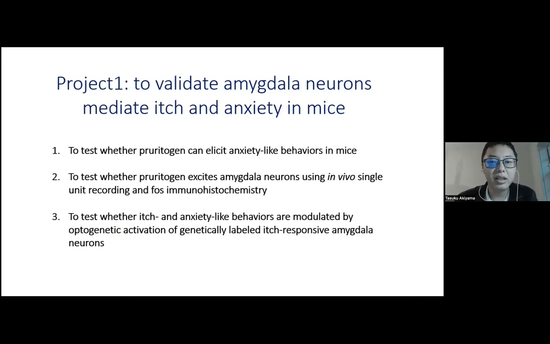First, we try to validate that amygdala neurons mediate itch and anxiety in mice. First, we test whether pruritogens, like itch-inducing chemicals, can elicit anxiety-like behaviors in mice. Second, we test whether the itch-inducing chemical can excite amygdala neurons using in vivo single-unit recording. And third, we test whether optogenetic activation of the itch-responsive amygdala neurons can modulate itch and anxiety-like behavior.